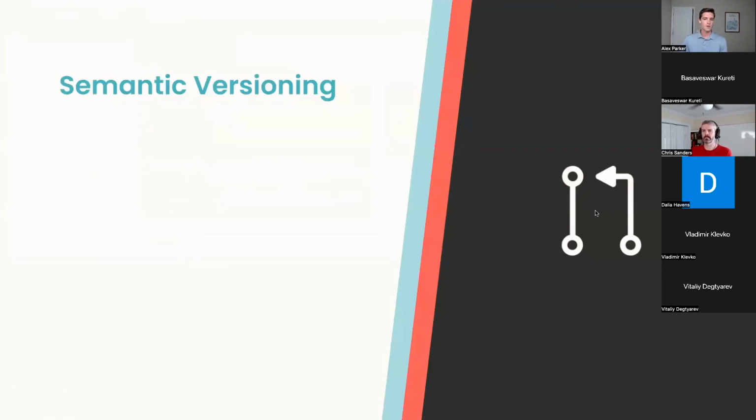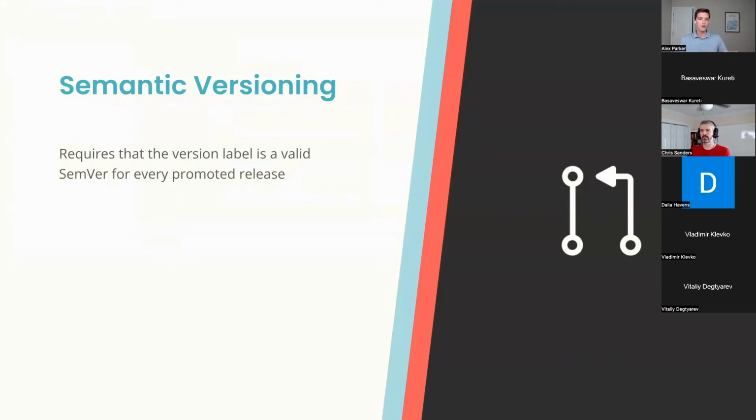Semantic versioning. So more than likely, some of you are familiar with semantic versioning. If not, that's kind of a separate conversation. It's a format for version labels for your releases. That's fairly standard. And our support for it requires that any version label you use for a promoted release needs to be a valid semantic version. So we're going to check for that.